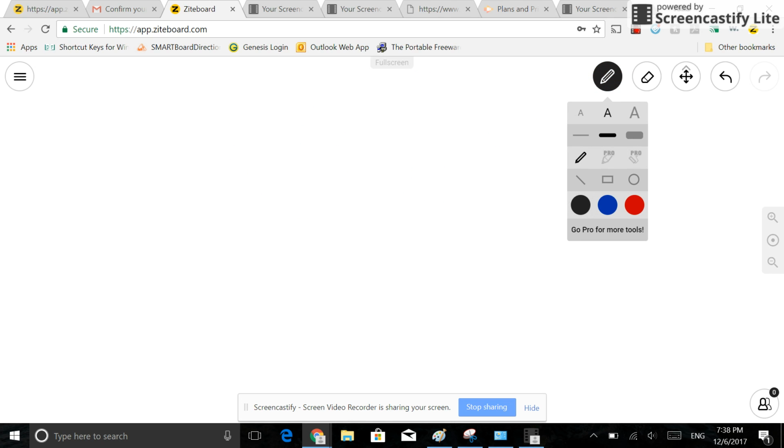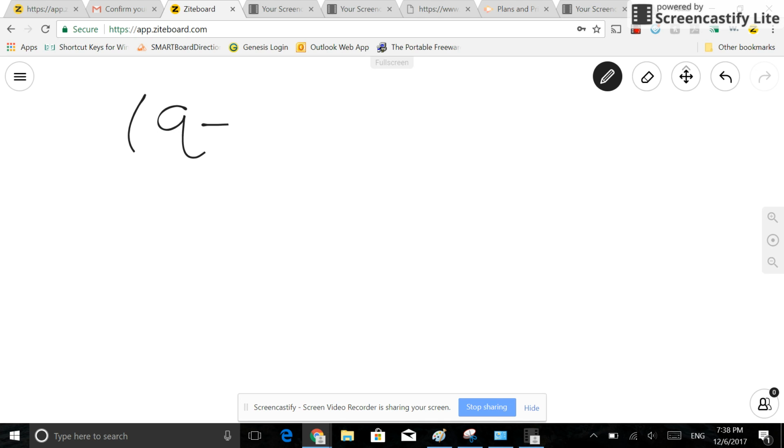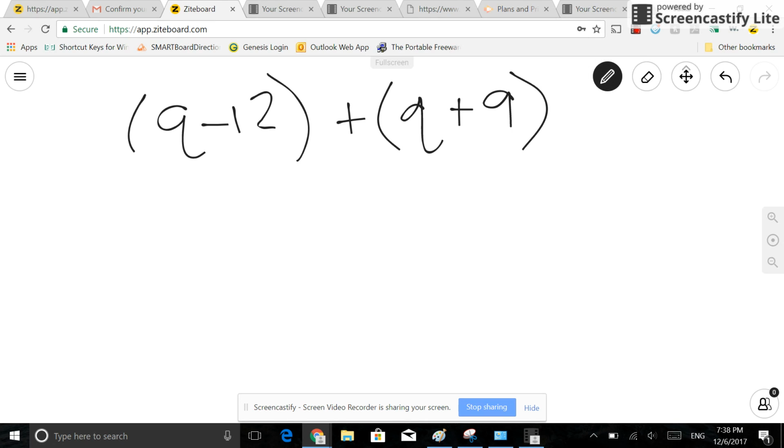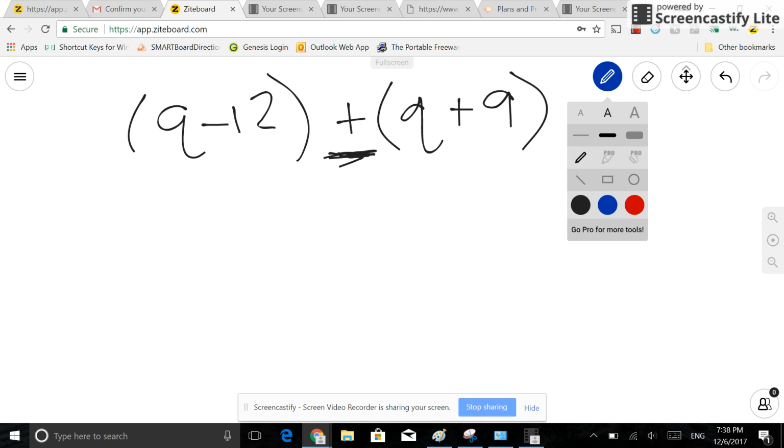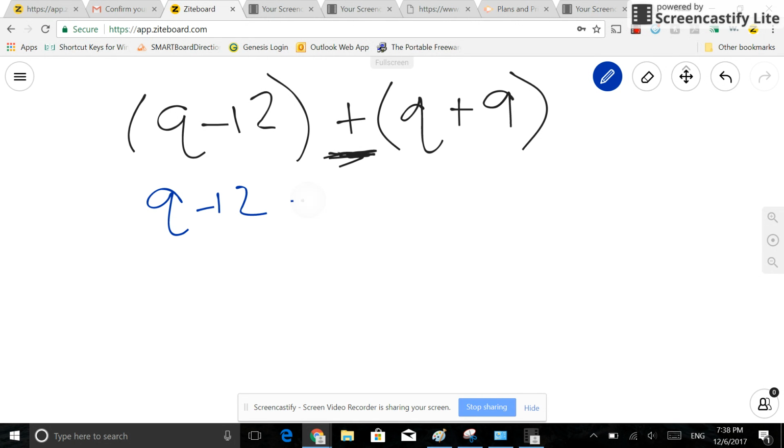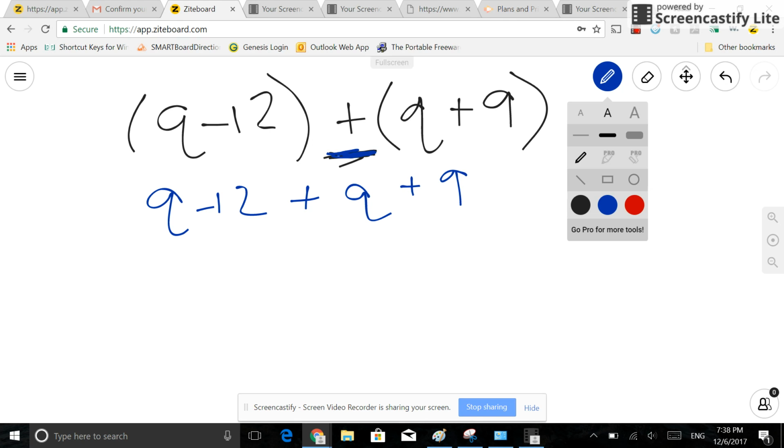Okay, our next example is q minus 12 plus q plus 9. Now, even though it has parentheses, there is technically this plus sign here. Okay, so because there's a plus sign here, this plus sign actually says we can add the terms any which way that we want. So if you prefer to rewrite this all so that you can see it better, that's fine. But since there is a plus sign here, we don't actually need those parentheses. So I just rewrote the problem below without parentheses, and now I'm going to start.